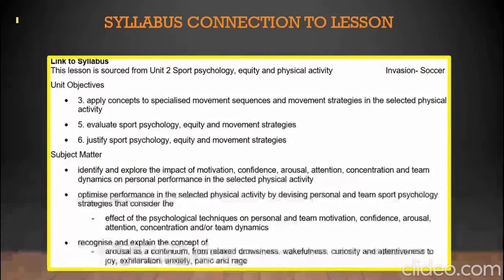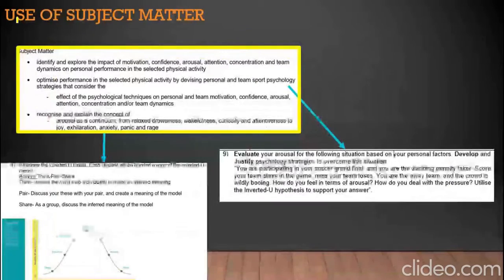An example of the connection between the lesson objective and the unit objectives would be unit outcome 5 and 6, which refer to justifying and evaluating sports psychology strategies, just as it is expected for students in the lesson objective. This section of the lesson plan suggests that the syllabus was thoroughly considered while developing these lesson plans. Analyzing how arousal impacts sporting performance also satisfies the subject matter.